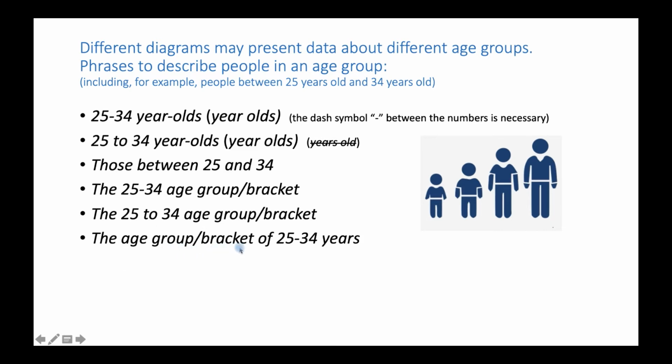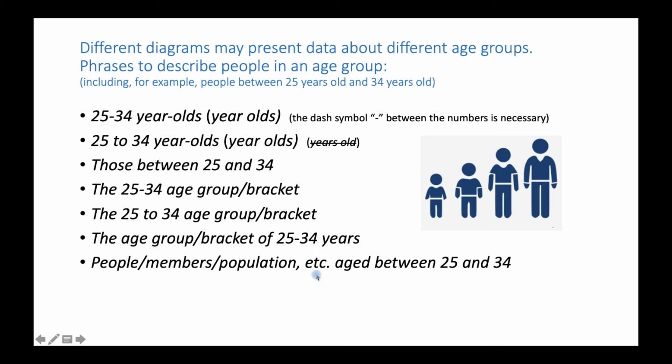The age group or the age bracket of 25-34 years. This is very similar to the previous two phrases. The only difference is that the noun is relocated to the beginning of the phrase. We keep the article, and in order to show the years of the group, we add the preposition "of."